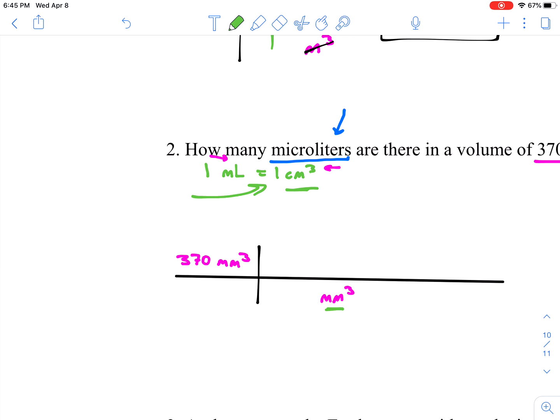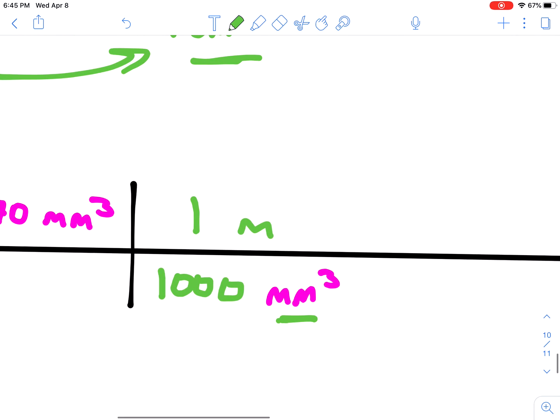Now both of those have prefixes, so we know that we shouldn't do this directly. We should take our 1,000 millimeters and go back to our base unit of 1 meter. But remember, these are cubed millimeters, so these need to be cubed meters, and if we cube the unit, we have to cube the number. Again, you can do the math or you can leave it like that.